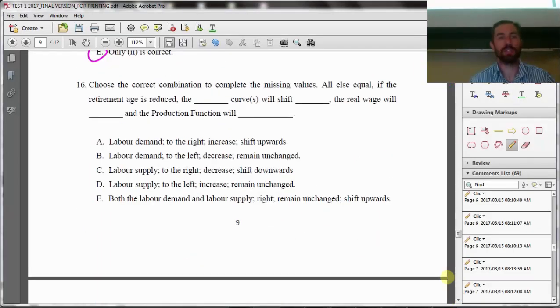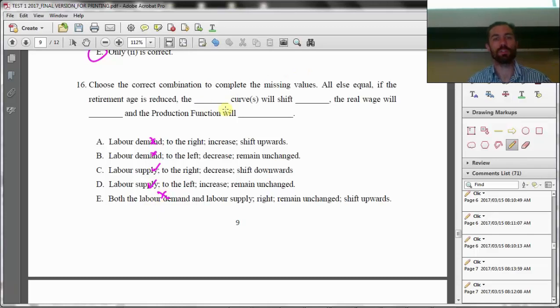Okay, question 16. Choose the correct combination to complete the missing values. All else equal, if your retirement age is reduced, some curve is going to shift somewhere. Would it be labor demand or labor supply that shifts if you are told that your retirement age has changed? Is it labor demand or labor supply? Labor supply, correct, okay. Doesn't shift labor demand, so it's not both, okay.